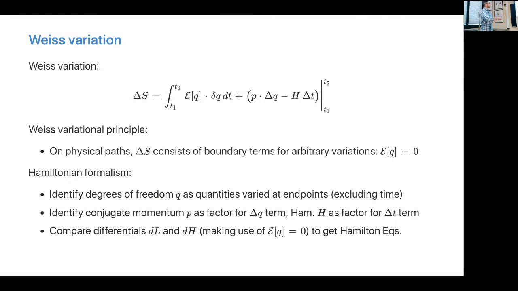I guess this argument you can find in some standard textbooks, but the thing that the Weiss variation adds to it is that the Legendre transformation just falls out of this procedure of rewriting everything in terms of total changes at the boundary.